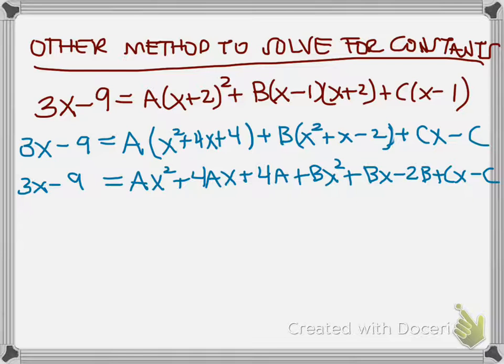We need to group together the like terms, okay? And so what I mean, all right, let's see. So 3x minus 9 equals, and you group them in descending order. So the largest exponent will come first, which is x squared. So we see we have an x squared here and an x squared there. And so we're factoring, but we're grouping them.